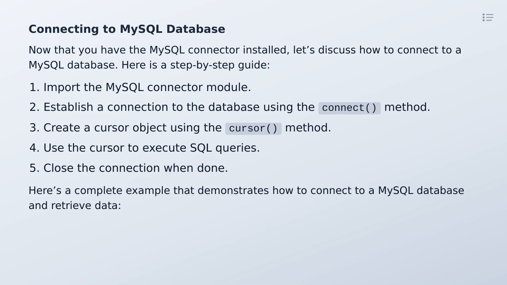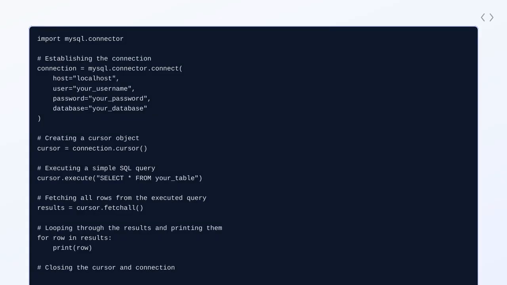Here's a complete example that demonstrates how to connect to a MySQL database and retrieve data. I'll let you read the examples on screen rather than reading every line aloud. In this example, replace your username, your password, and your database with your actual MySQL credentials and database name. The query retrieves all records from your table.